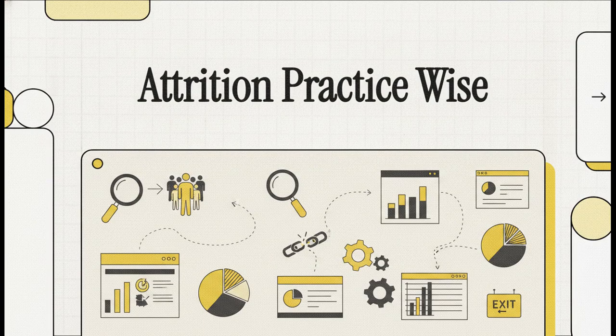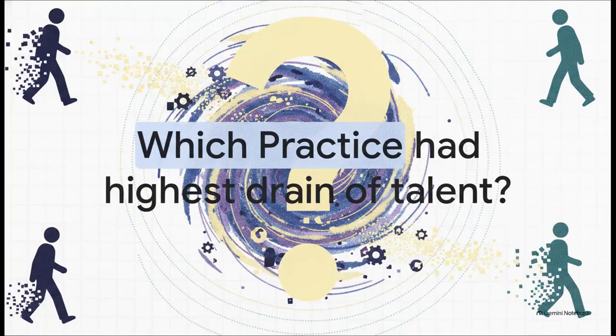We're diving into diagnosing organizational health by looking at one of the most absolutely crucial, yet kind of misunderstood aspects of running a team. We aren't just staring at sterile numbers on a spreadsheet here. We're talking about the literal lifeblood of any organization, its people. Specifically, we're going to unpack this giant mystery. Where exactly are those people going when they leave? So, ask yourself, which practice actually had the highest drain of talent?